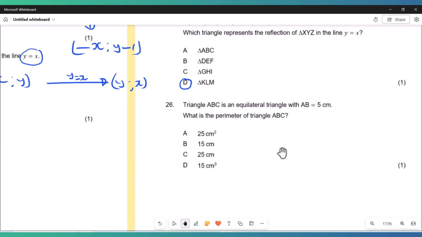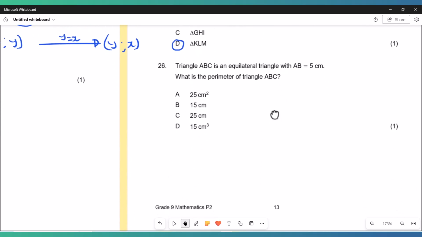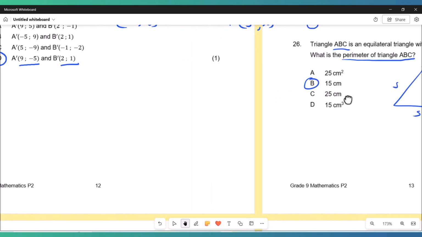Now 26, they say here that triangle ABC is equilateral, okay, with AB equals 5 centimeters. Then we want the perimeter. Now perimeter is the distance around the shape. So being a triangle, it must be 3 sides here. So this is 5, this is 5, and 5, so that's 15 centimeters. Because perimeter is the distance around the shape. So the answer there is B.